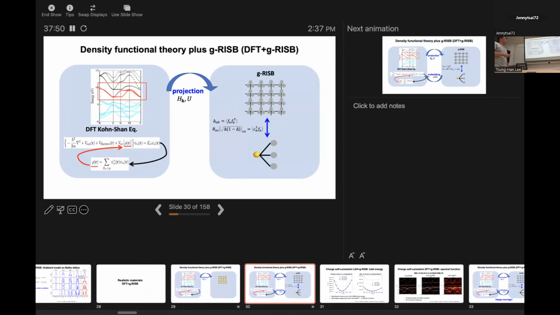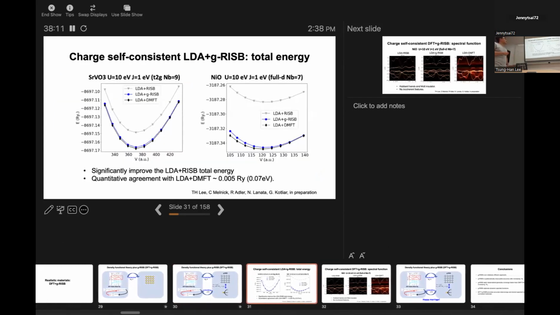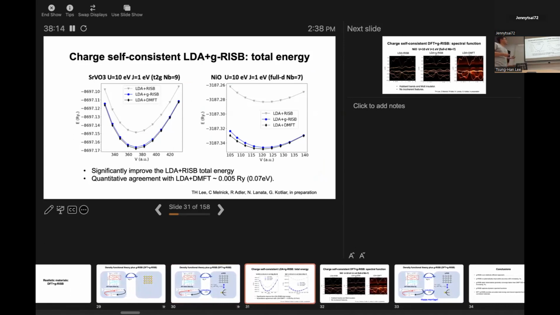And then once we solve this, we can compute the charge that is contributed within this window, and then embed it back into this DFT part, and we can loop this cycle until we have convergence of the charge density. And here, this is the charge self-consistent, meaning the charge converged, LDA plus ghost Gutzwiller calculation for this correlated metal and this Mott-Hubbard material with realistic Coulomb parameters.